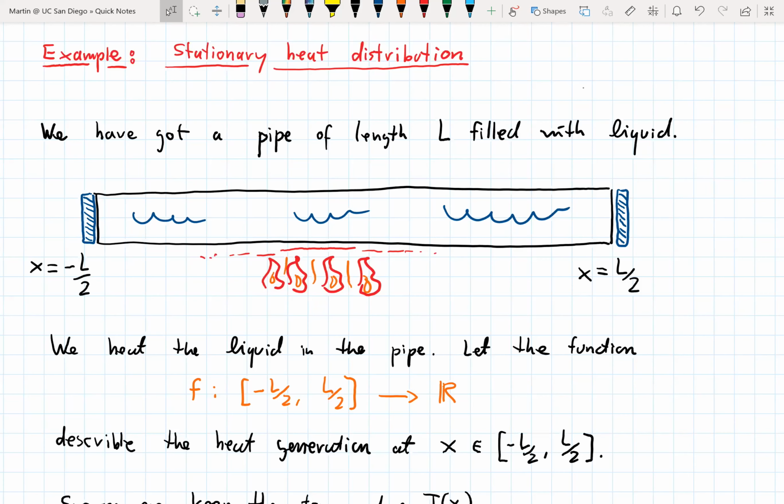For example, if there's a fire under the pipe, then in the middle, the function f might have some positive value, and probably towards the endpoints of the pipe, the function f might be zero. So that function f describes the generation of heat at every position x.